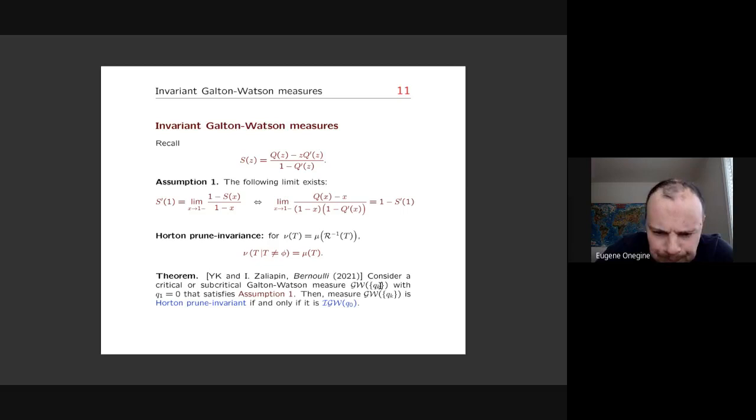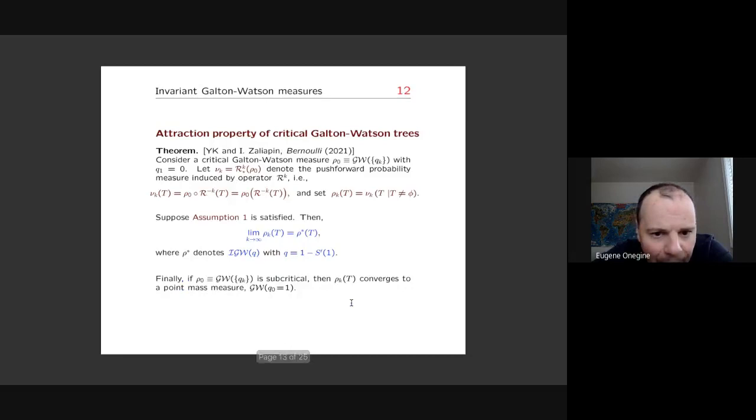So apparently under assumption one, IGW Q measures are all the invariant measures. Our next result is the attractor property. It says if you start with the Galton-Watson measure rho zero that is critical and has Q1 equal to zero, and then you start pruning the trees, or forest of trees, induced by that measure, then the attractor measure exists, and the attractor is an IGW Q measure with Q equal to 1 minus S prime of 1, where S prime of 1 is obtained from the generating function Q of Z of measure rho 0, okay?